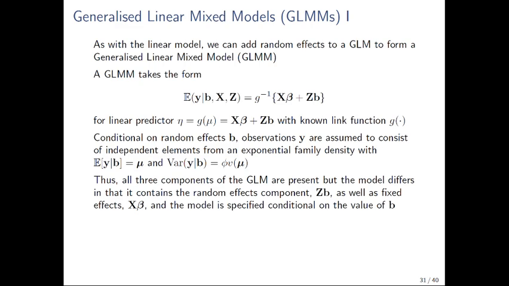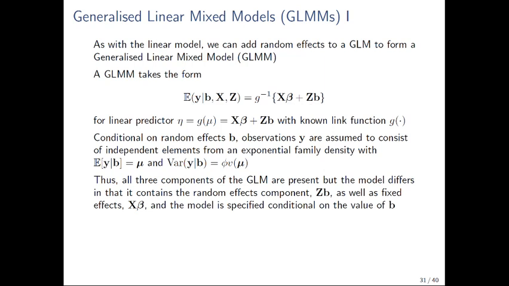So just as with the linear model, we can add random effects to a GLM to form what's known as a GLMM, a generalized linear mixed model. And a GLMM takes the form shown here. The expected value of y conditional on the random effects equals the inverse link applied to X beta plus Zb. So the linear predictor now has a fixed effect part, X beta, and a random effect part, Zb, and the link function g connects it to the mean exactly as we saw in the previous lecture.